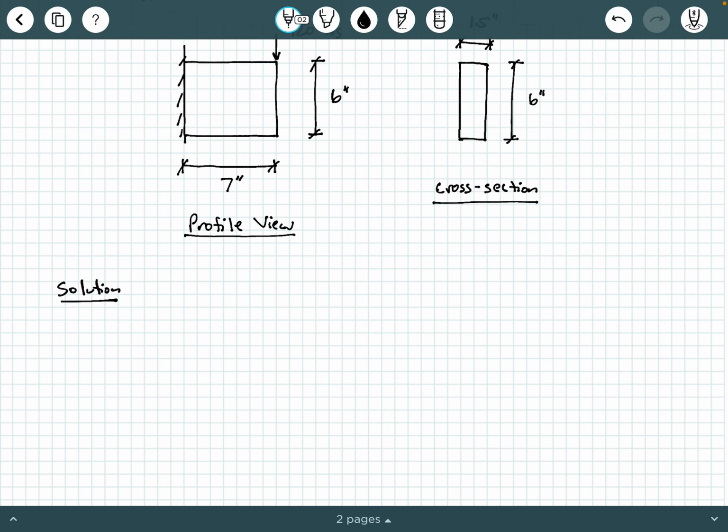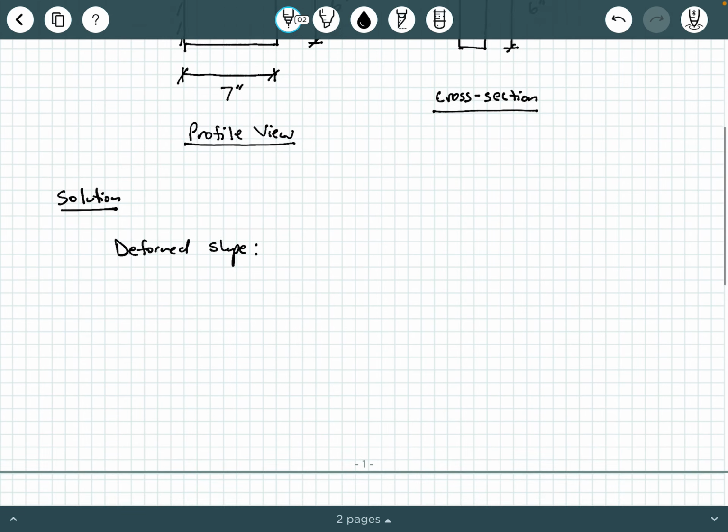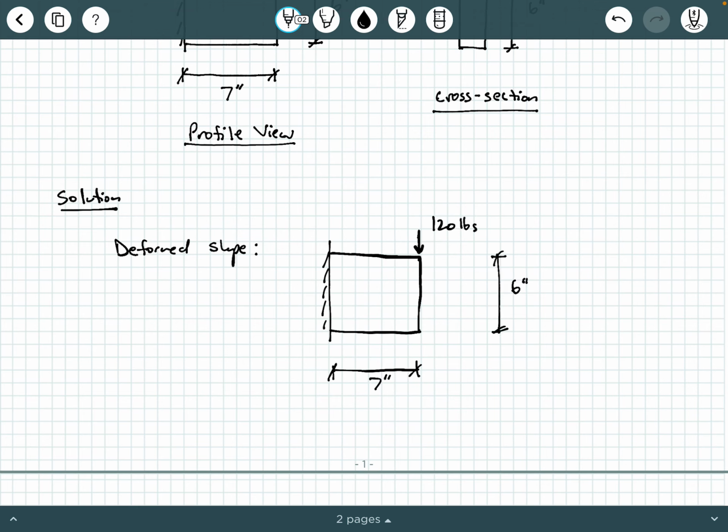Now, the first thing I'm going to draw to get the process going is my deformed shape. Okay, let's look at a deformed shape. So I'm going to go ahead and redraw the original figure, which looks something like this. Here's the 120 pounds, okay? And of course, we've got 7 inches here, and then we've got the 6 inches here. And then in red, I'm going to superimpose the deformed shape.